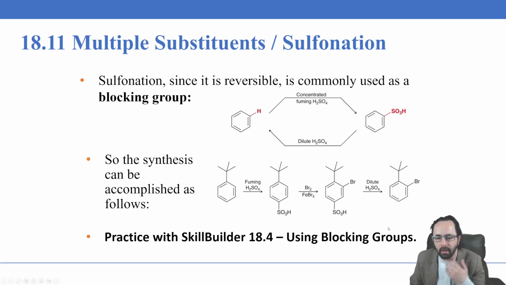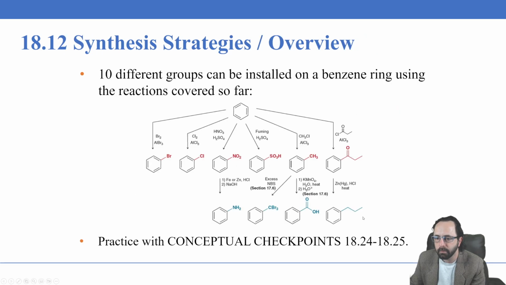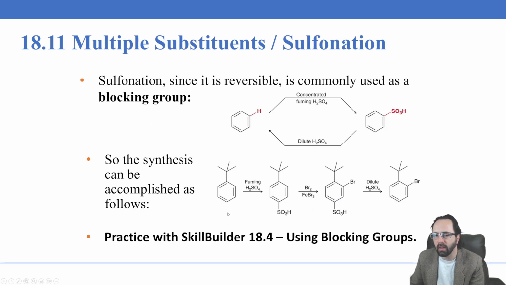So this is the way, if we're trying to do a synthesis and we need to install at the ortho position, that we would do it. We would install a sulfonyl blocking group with fuming sulfuric acid and remove it with dilute sulfuric acid. So that is it for the electrophilic aromatic substitution for benzene rings that are already substituted.